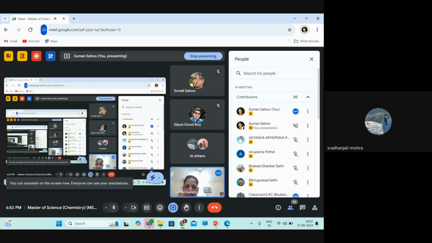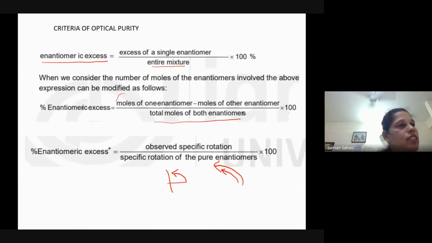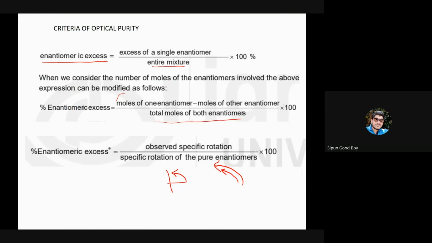Okay, then we will go to the other part. Next, this completes your unit.